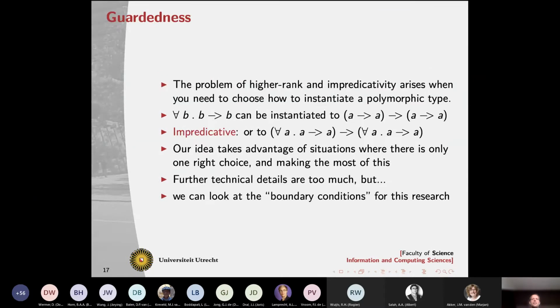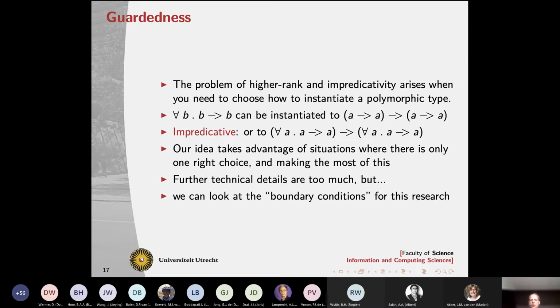Now, this idea of guardedness is basically, and I'm going to skip the technical details a bit more, to take advantage of a very common situation. In the usual case, the problem of higher rank is that there are moments where you need to choose between instantiating or not, and also what you instantiate with. And we identified a large class of situations where there is actually no choice. So you know that if there is a choice that will make it work, it has to be this one. And then we try to make the most of this information by propagating it as much as possible throughout the program. This is the basic idea.